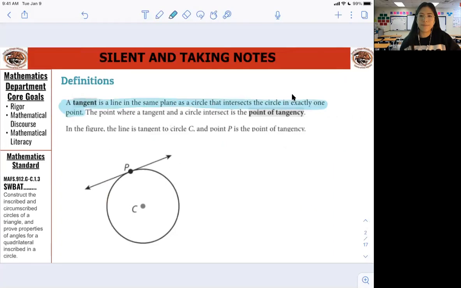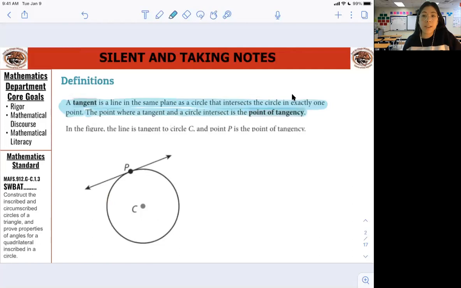Jalen, go ahead. A tangent is a line in the same plane as a circle that intersects the circle in exactly one point. The point where a tangent and a circle intersect is the point of tangency. He's saying "suntan." Okay, tangent. So this is a tangent line.